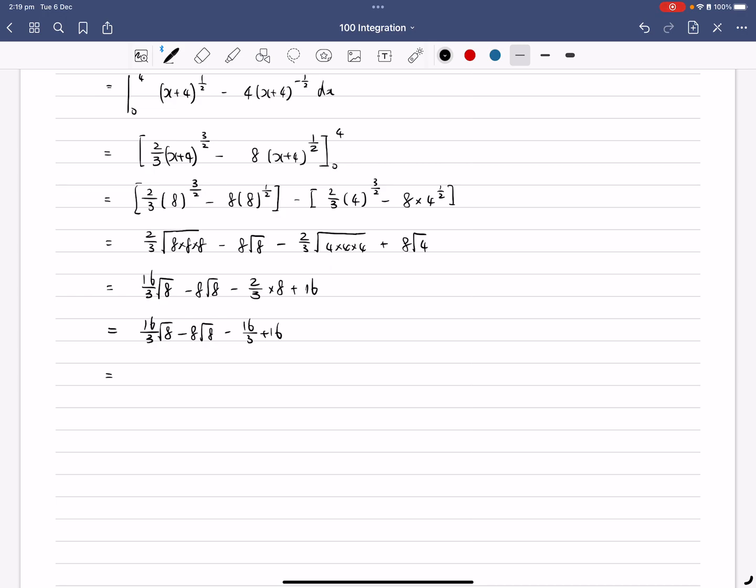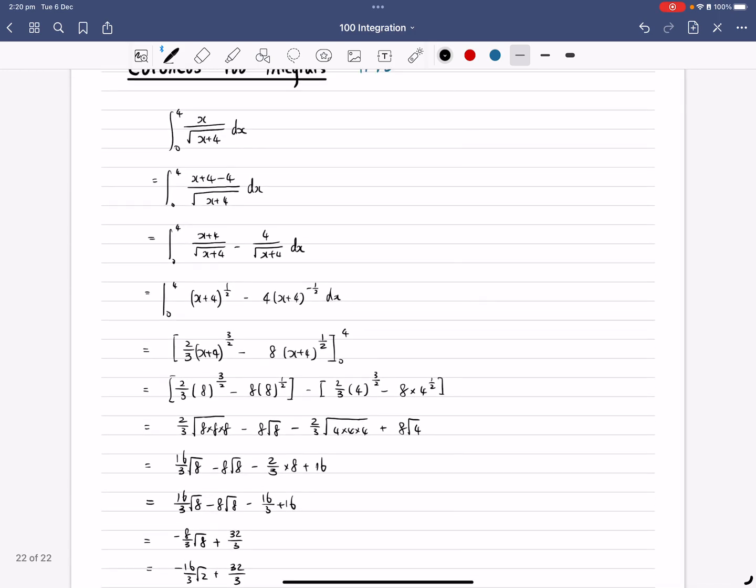Alright, if we use our calculator to work out this answer, we should get 16 over 3 minus 8, which is equal to negative 8 over 3 square root of 8, minus, that should give us a positive 32 over 3. One last thing I need to do is that square root of 8 can be simplified into 2 root 2, so that should give you this answer here. And if we fully factorize, take the 16 on 3 out, we should get 2 minus root 2 as the final answer. So that's how you solve this definite integral question.